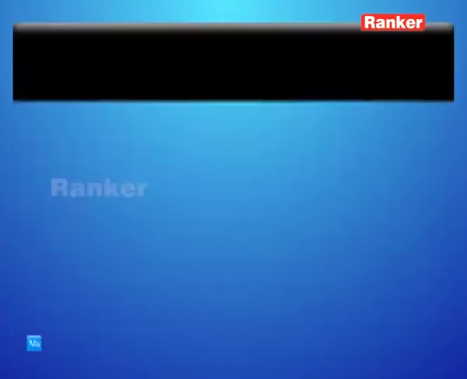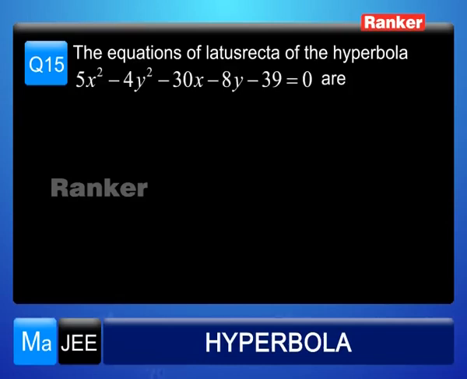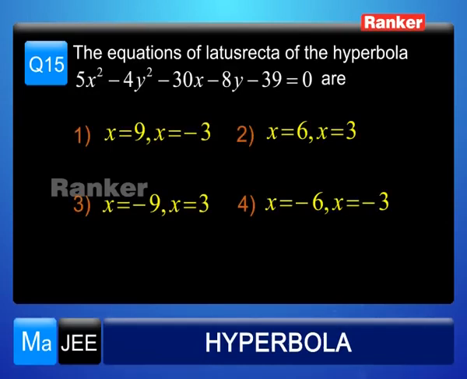Okay, let's move to the next question, question number 15. The equations of the latera recta of the hyperbola 5x square minus 4y square minus 30x minus 8y minus 39 is equal to 0 are, first option x equal to 9, comma x equal to minus 3. Second option x equal to 6, comma x equal to 3. Third option x equal to minus 9, comma x equal to 3. Fourth option x equal to minus 6, comma x equal to minus 3.